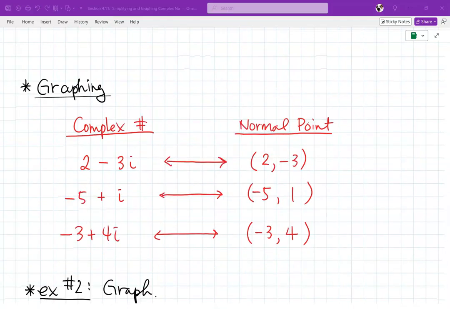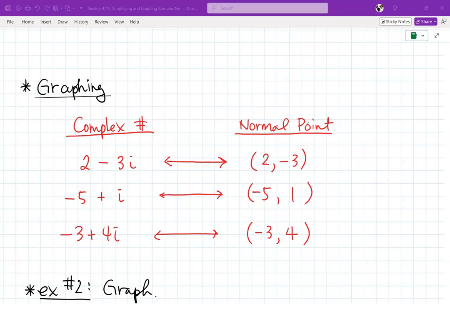All right, so I know while this was paused, I explained it, but remember, complex numbers can become normal points. Just take the signs on the a and the b terms, keep them with them, right? So 2 minus 3i becomes 2 comma negative 3, all right? A negative 5 plus 1i becomes a negative 5 comma 1, and a negative 3 plus 4i becomes a negative 3 comma 4.